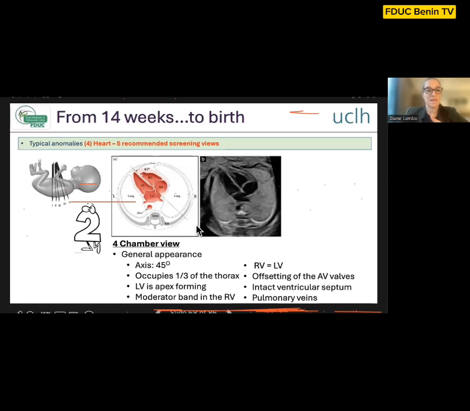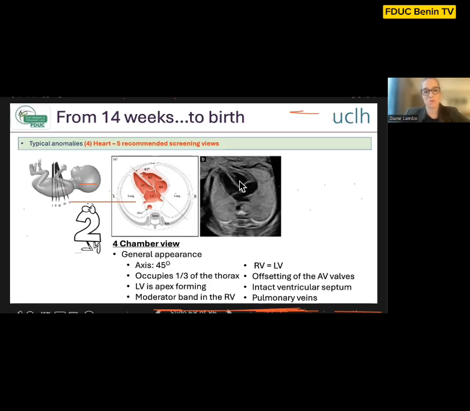And what you're trying to establish is, is the axis of the heart correct? So you want it to be 45 degrees deviated towards the left. Does it occupy 1/3 of the thorax? Is the left ventricle apex forming? And then you can see the right ventricle has a slightly thickened band. This is called the moderator band and is quite typically seen, because remember, this is the one which is doing most of your work in the fetal circulation.